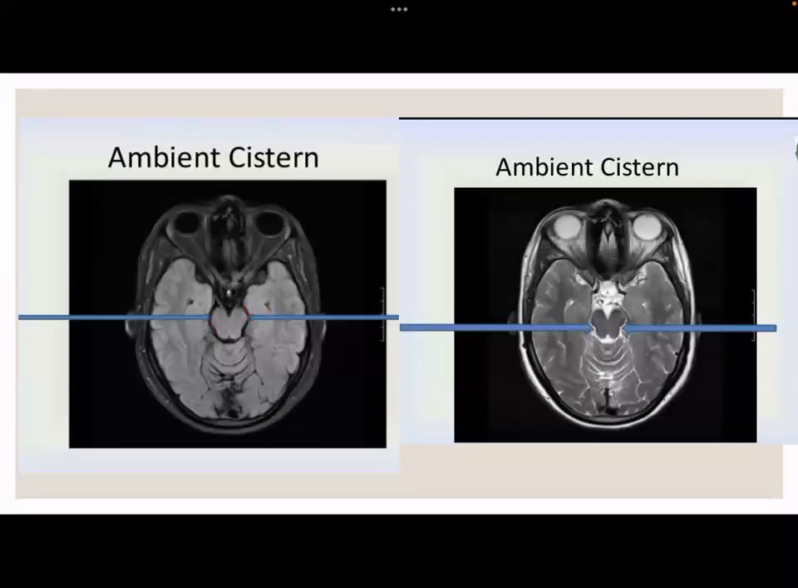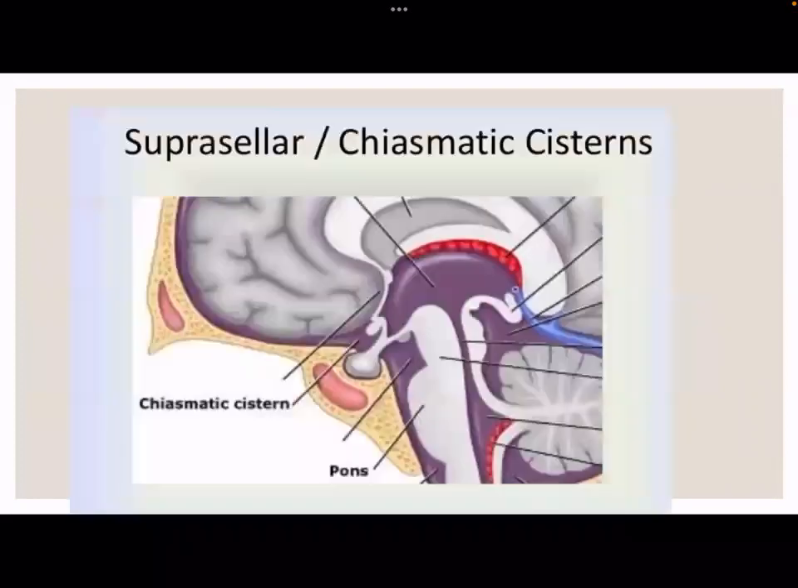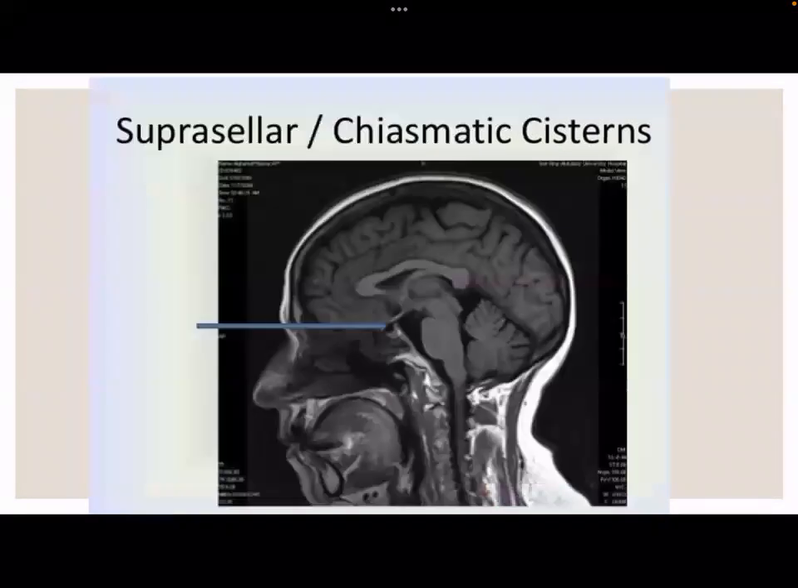Next is the suprasellar cistern, and as the name suggests, it lies above the pituitary fossa, between the anterior part of the floor of the third ventricle and the diaphragma sellae. The content: this cistern contains the anterior part of the circle of Willis. Here's the MRI image of the suprasellar cistern.